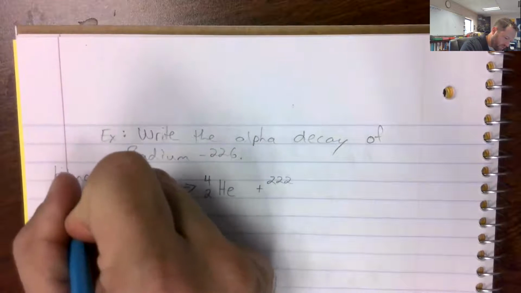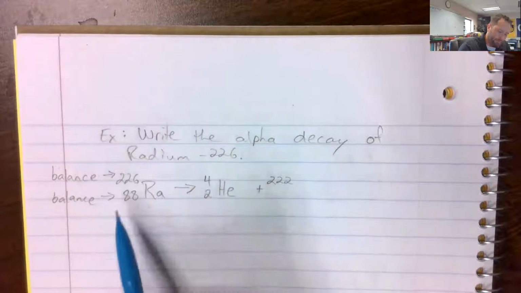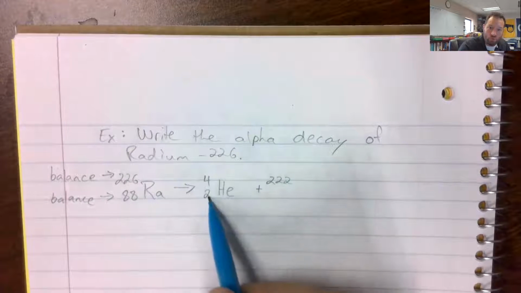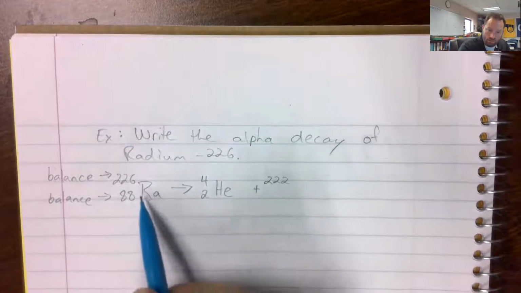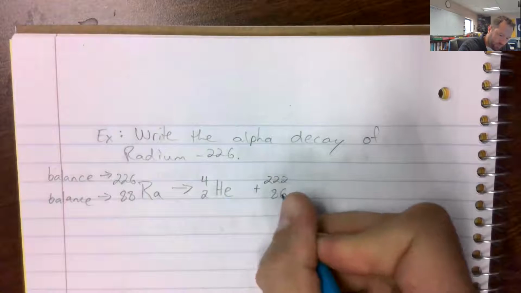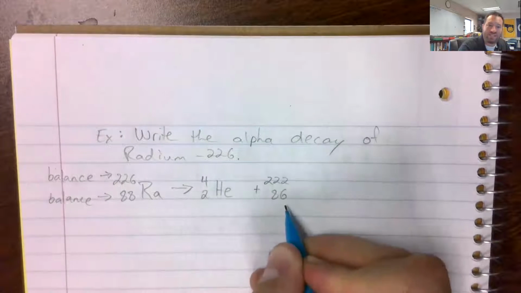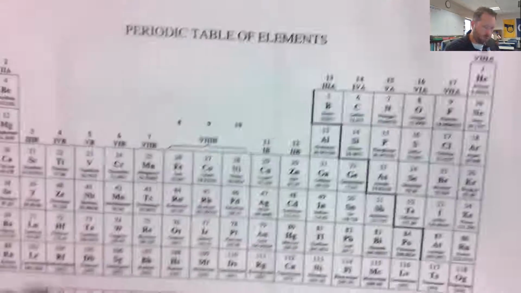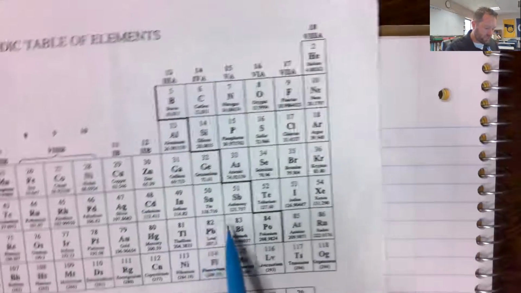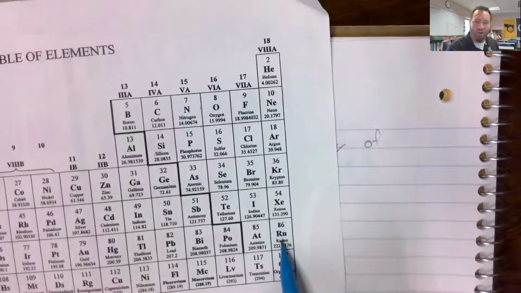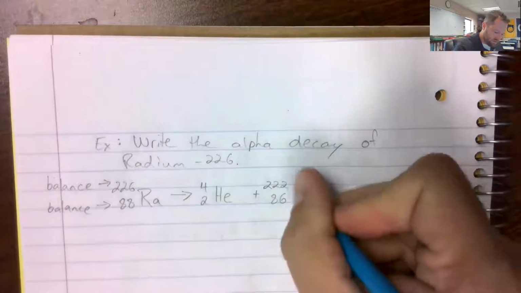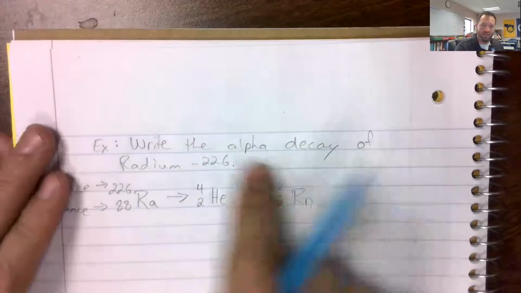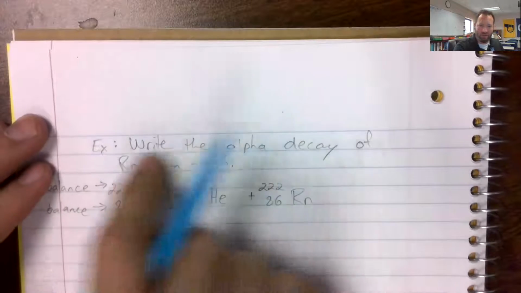Then we do the same exact thing for the bottom. Right now I have 88 on the left, 2 on the right. So 2 plus what gives me 88? We need a calculator for this one. 2 plus 86 gives me 88. Back to the periodic table. We need to find atomic number 86. There it is, Rn for radon. All right, there you go. You have written your first balanced nuclear equation. That whole thing right there.